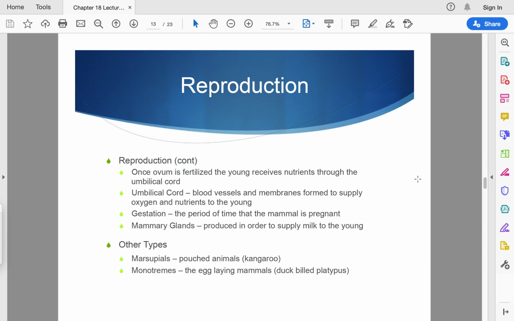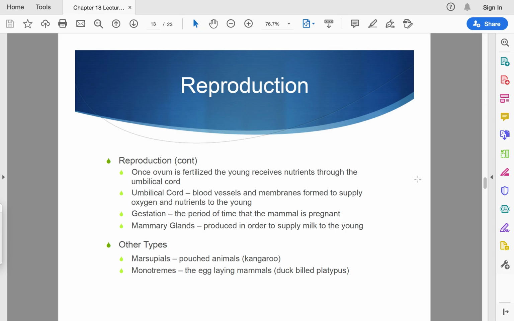Continuing reproduction, once the ovum is fertilized, it receives nutrients through the umbilical cord. The umbilical cord is blood vessels and membranes formed to supply oxygen and nutrients to the young. Gestation is that period that the mammal is pregnant, and that's different for each mammal, for humans, for bears, whatever. All mammals is different. Whales. And mammary glands produce milk to supply the young.